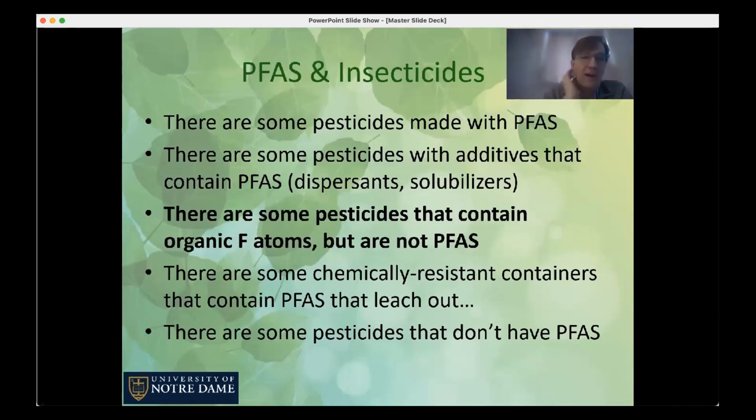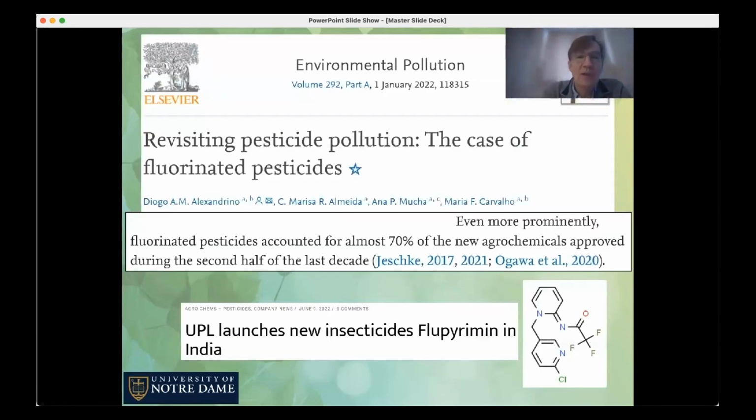Then there are some pesticides that contain fluorine but are not PFAS. And this gets into a technical definition. If you take a look at, for example, this one at the bottom, India just launched this last year, fluopyrimine, I think I pronounced that right, is a new compound. And you'll see that there's a CF3 group attached to it. So if you measured fluorine, you would see this.